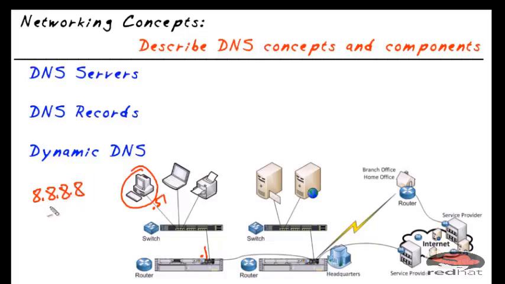So the reason that we're given the IP address of a DNS server is because if they gave us the name of a DNS server, we wouldn't know how to resolve that to an IP address. So we're given an IP address of a DNS server so we can resolve it. And a DNS query is so simple.